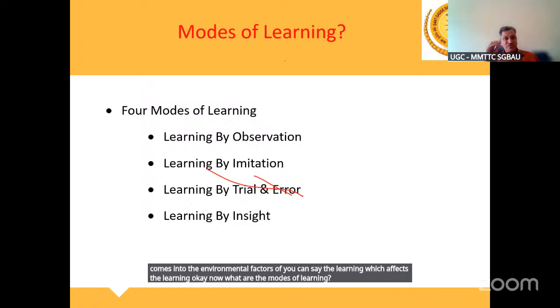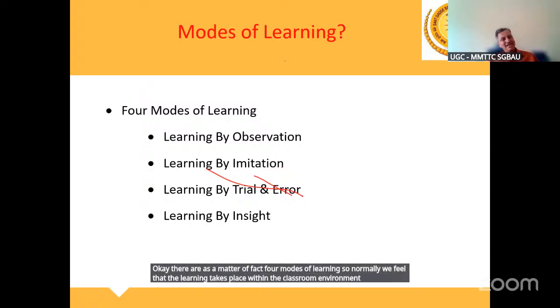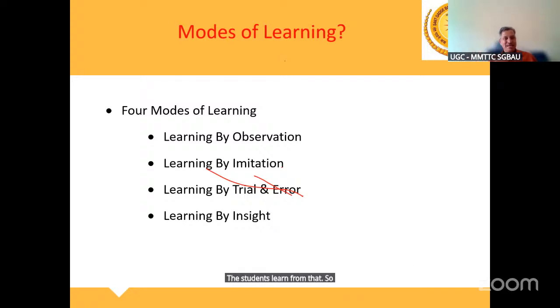There are, as a matter of fact, 4 modes of learning. Normally we feel that the learning takes place within the classroom environment. Again, it is not correct. Learning takes place by 4 different methods. Learning by observation, and that's why it is said that the teachers are the role model. Whatever you do, the way in which you walk, the way in which you talk, the students learn from that, right? So learning by observation, learning by imitation, learning by trial and error.